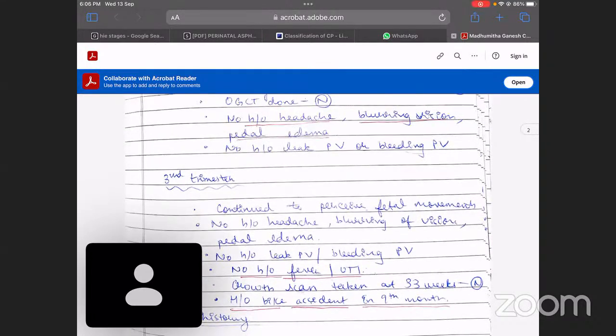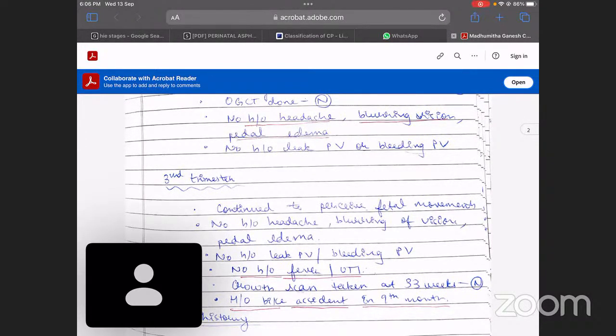So, with regard to cerebral palsy, in our obstetric history, we can also ask about alcohol, smoking, and drug intake. Alcohol can lead to microcephaly, which is associated with delayed developmental milestones. Smoking is associated with intrauterine growth restriction, which can also lead to delayed milestones.